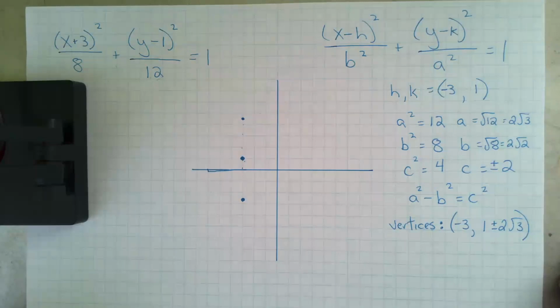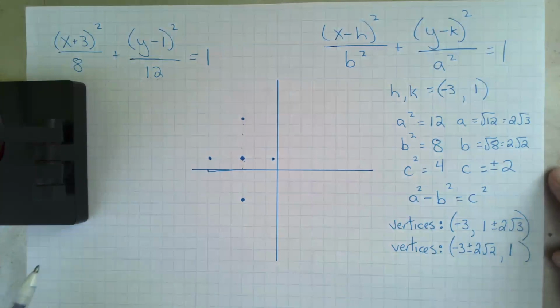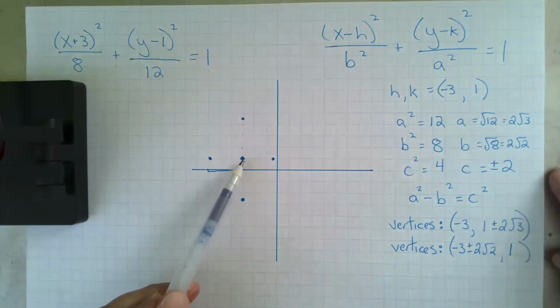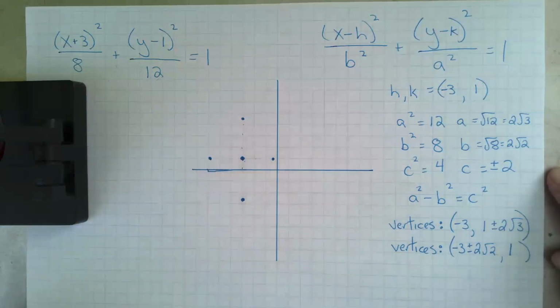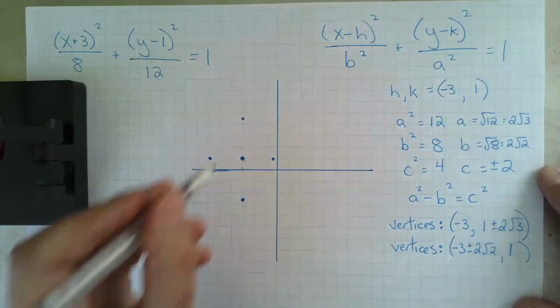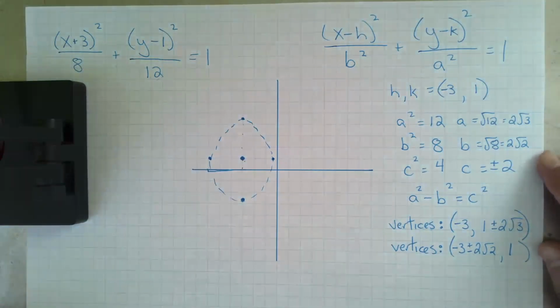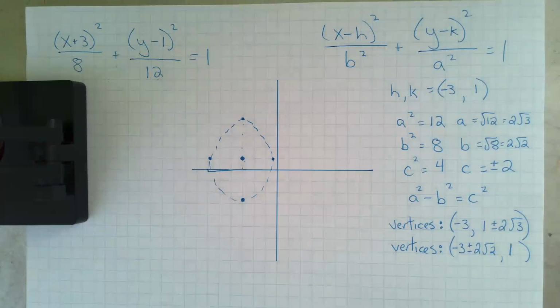And now I'm going to do it for my other two vertices. So from my center, negative 3, 1, I am going to go left and right 2 root 2, which is approximately 2.8. And so my other set of vertices is found at negative 3 minus 2 root 2 and negative 3 plus 2 root 2, and both of them comma 1 because we haven't changed. Now I'm going to sketch my ellipse, and I'm also going to put in my transverse axis, which is the one that our foci are on, and it is the one that a is under.